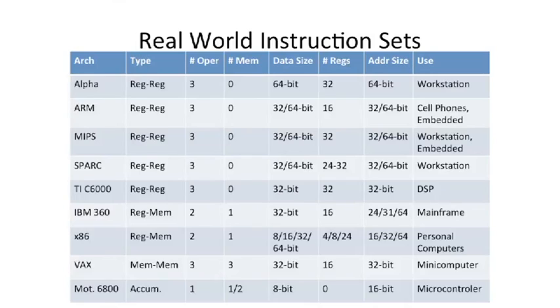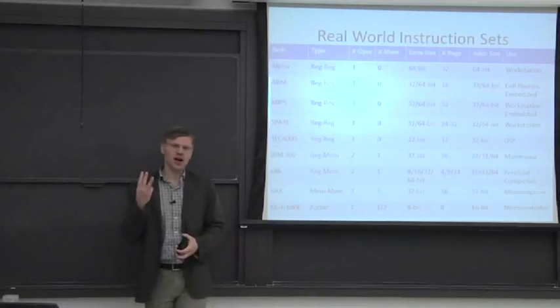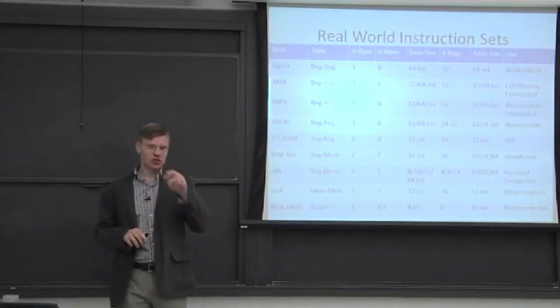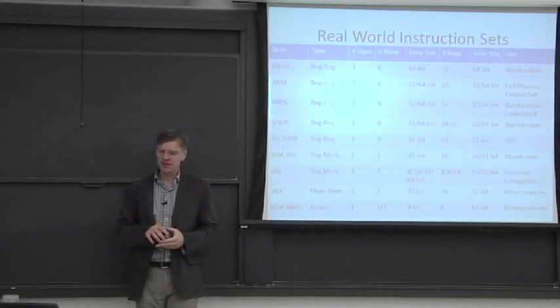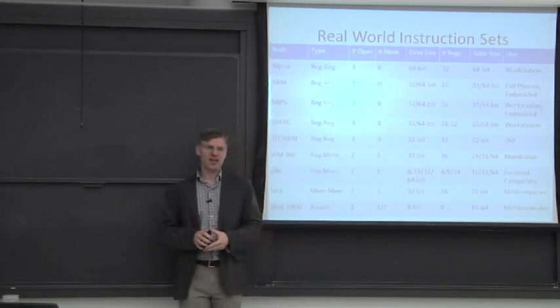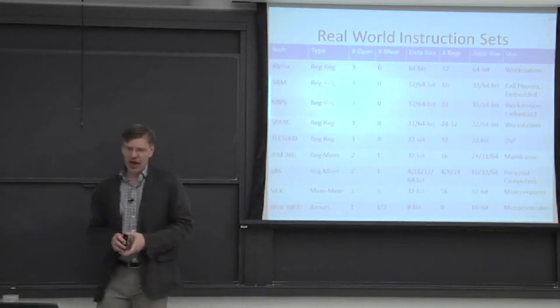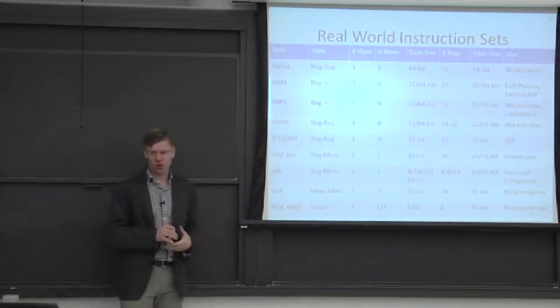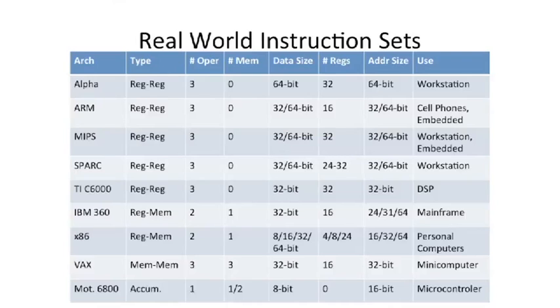So let's start off with Alpha. Alpha was built by Digital Equipment Corporation, and it's a register-register architecture with 3 named operands. There are no explicit memory operands in the instruction set. It has 64 bits as the default data type. When Alpha originally came out, you could only do 64-bit operations with it. That was later changed as they figured out that might not have been the best idea. It has 64-bit addressing, and it was mostly designed for workstations, so big addresses, fast computers.